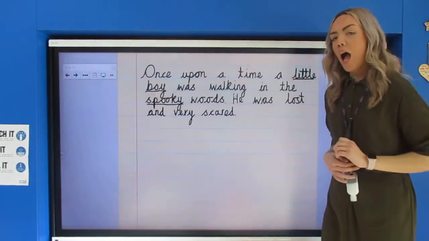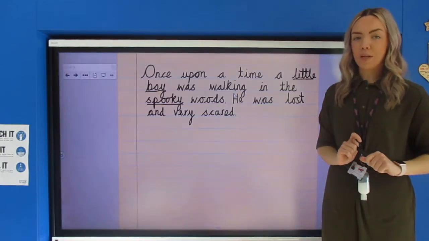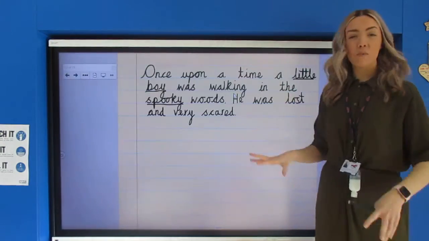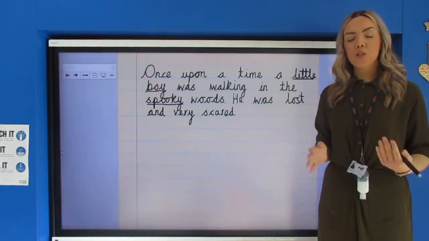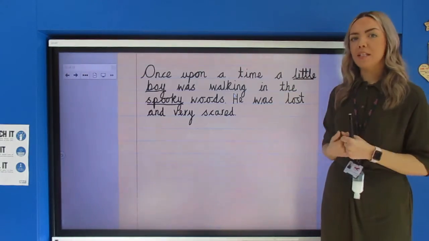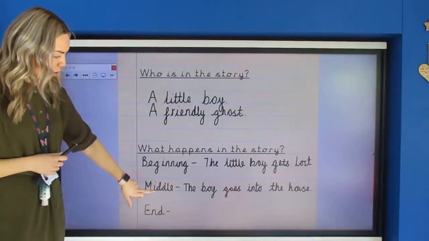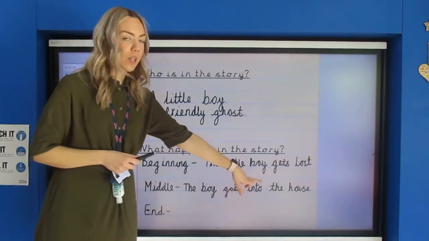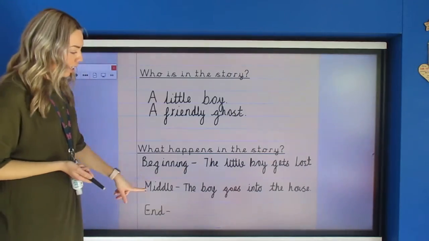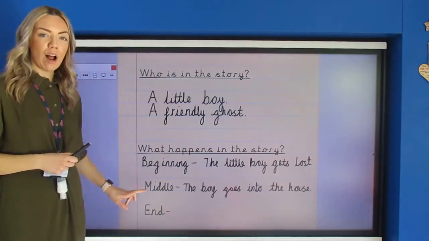Now, I've used two sentences for the beginning of my short story, okay? And that is what you need to do as a minimum. If you want to make it bigger, that's fine. But two sentences will be the beginning. Because now I'm ready to talk about the middle of my story. And if I go back, the middle of my story, the boy goes into the house and he meets the friendly ghost, doesn't he? So I know those two sentences I'm ready to write now.